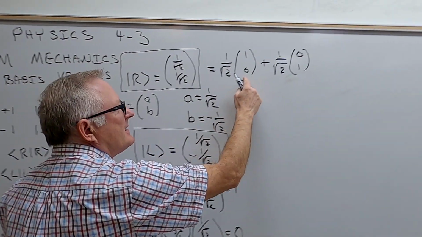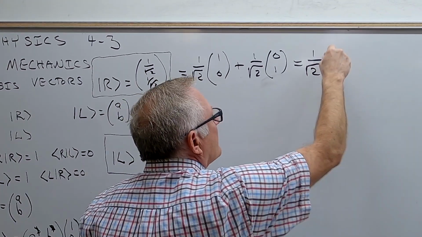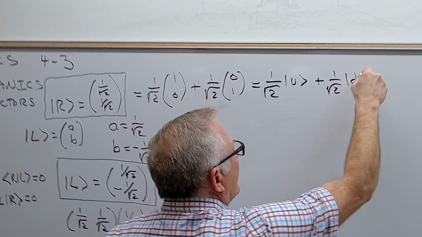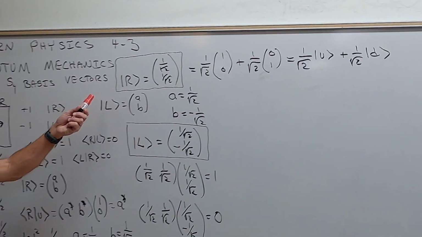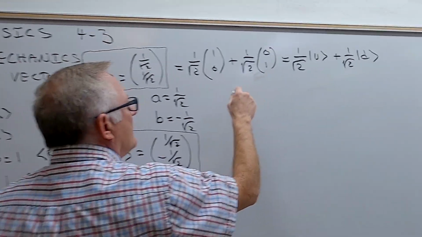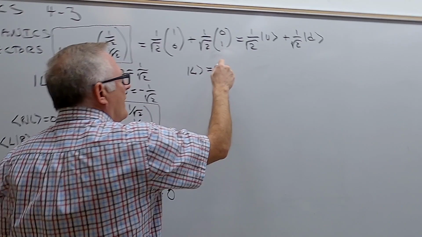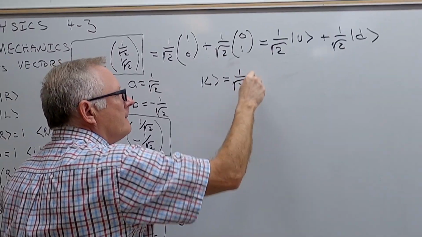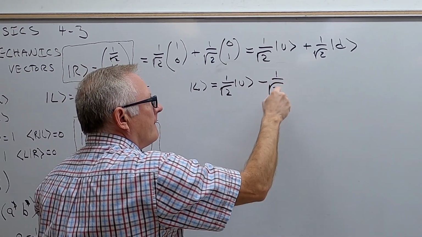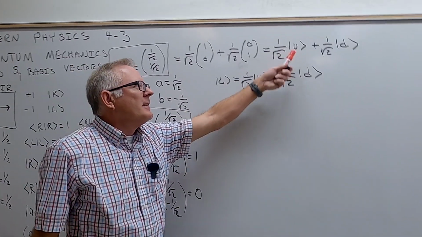And you remember, this is up, that's down, so this is 1 over the square root of 2 up, plus 1 over the square root of 2 down. So I could have written right as that. Just like I could have written left as 1 over the square root of 2 up, minus 1 over the square root of 2 down. So this was my right, this was my left.